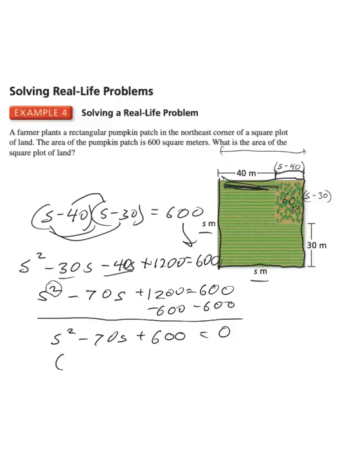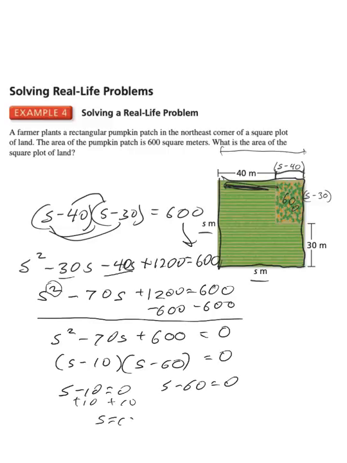And now, believe it or not, we can actually factor this. It may not become immediately apparent, but if I have a negative 10 and negative 60, that actually multiplies to positive 600, and it adds up to negative 70. Pretty crazy. But now that I have it equal to 0, let's remember this. We go s minus 10 equals 0, and we go s minus 60 equals 0. So add 10, s equals 10, and add 60, and s equals 60.